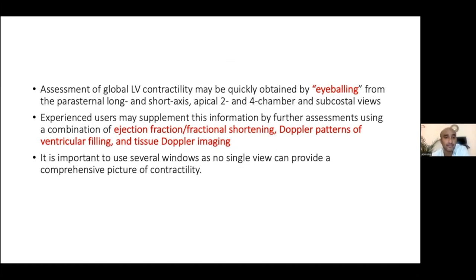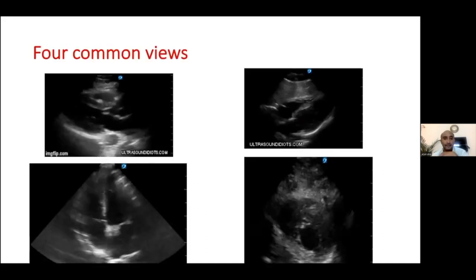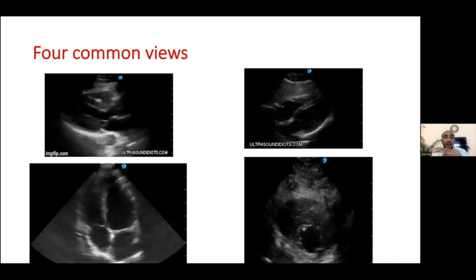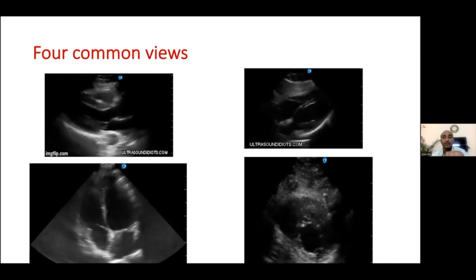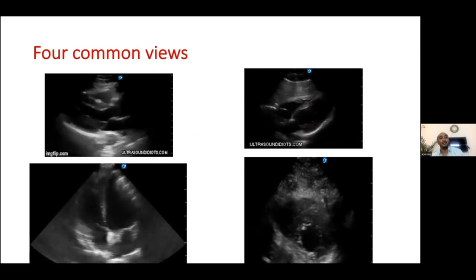We can diagnose and interpret a lot of things. Even the experienced users may supplement this information by further assessment using a combination of fractional shortening, Doppler patterns of ventricular filling, and tissue Doppler imaging as well. It is very important to use several windows, as no single view can provide a comprehensive picture of contractility. So these are the four basic views that we normally use in the intensive care units.